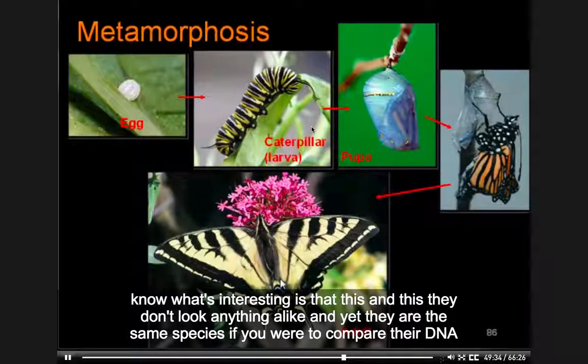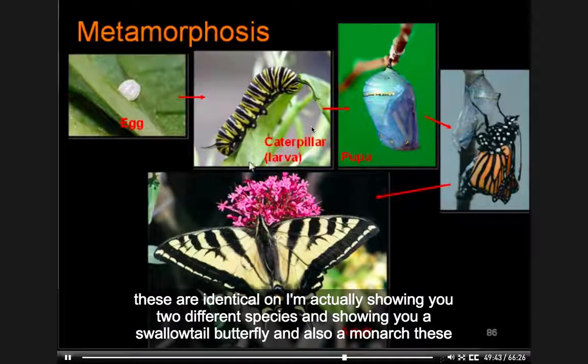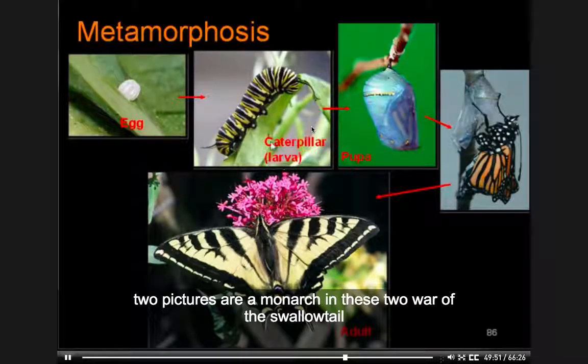Now, what's interesting is that this and this, they don't look anything alike, and yet they are the same species. If you were to compare their DNA, these are identical. I'm actually showing you two different species. I'm showing you a swallowtail butterfly and also a monarch. These two pictures are of a monarch, and these two are of a swallowtail.